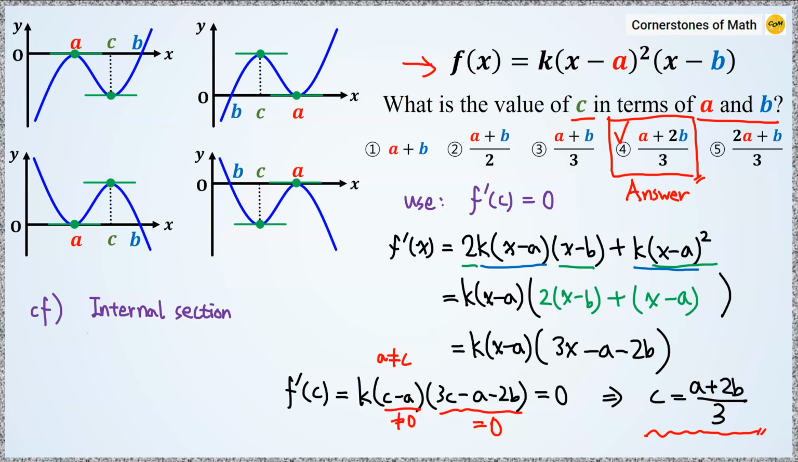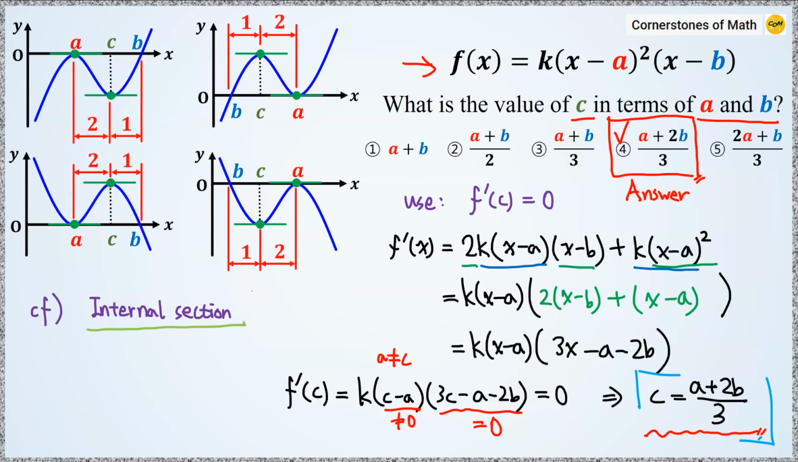Moreover, if you're familiar with the concept of internal section, you will notice that this result means that the ratio of the distances from c to points a and b along the x-axis is 2 to 1. And if you doubt, you can always calculate this ratio using this value of c to find out that the ratio is indeed 2 to 1.